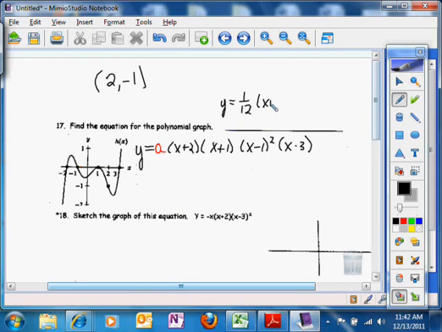and then x plus 2, x plus 1, x minus 2 squared, x minus 1 squared. And then x minus 3, and that would be my answer.